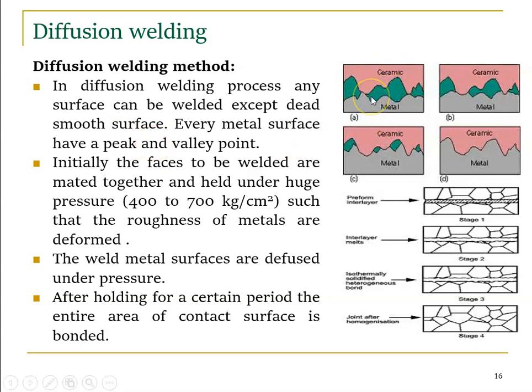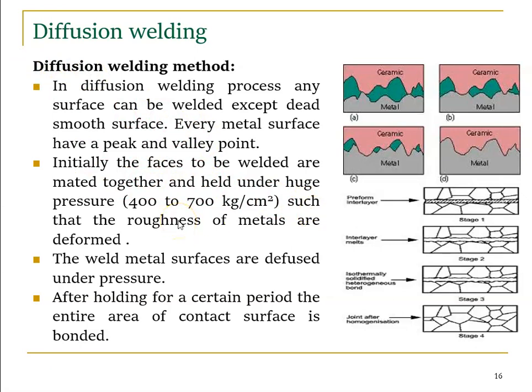So the surface, we need some peak. Right, so in the diffusion welding process, one of the limitations is we can't perform diffusion welding on dead smooth surfaces. Dead smooth surface means a good surface finish, we cannot weld with the help of diffusion, because diffusion welding needs some kind of peak in the surface, right?